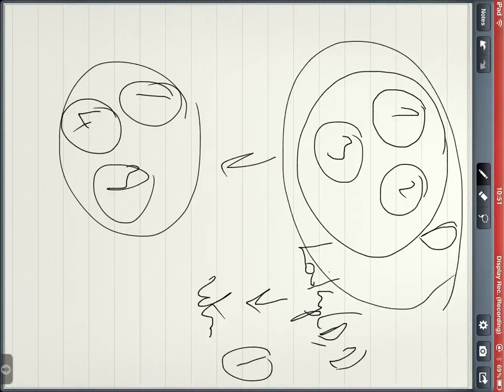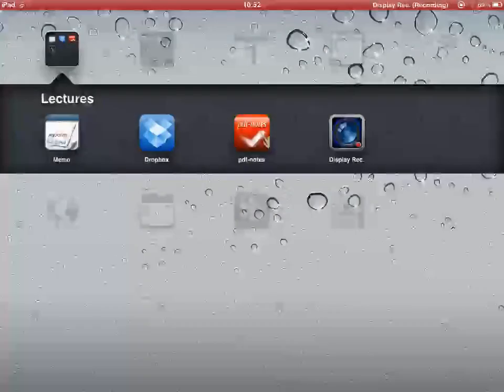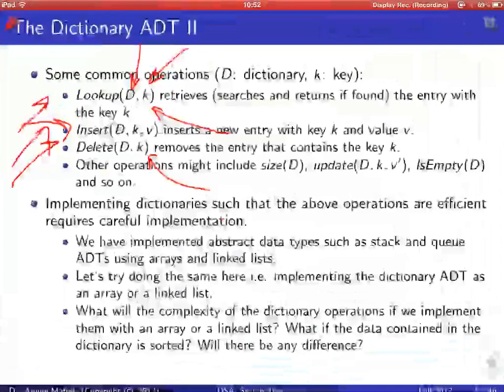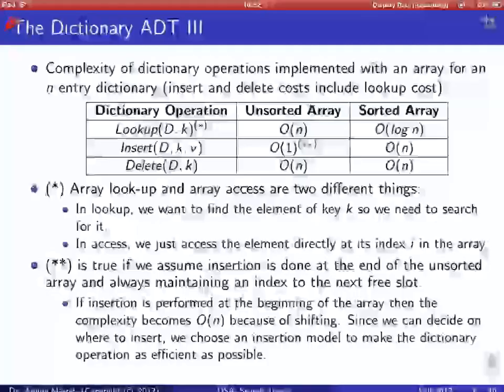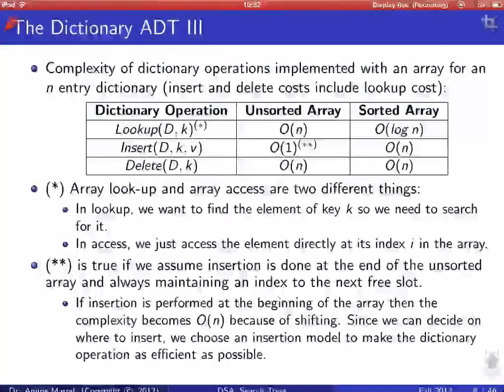Now, let's go back to the table and try to see why this table is correct, or whether I'm just telling you anything here. Okay, so I'm saying lookup in an unsorted array. If we implement the dictionary as an unsorted array, and we try to perform a lookup, it's going to take big O of n. Now somebody explain why.